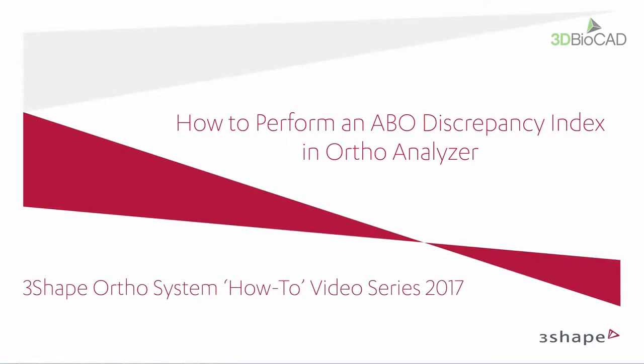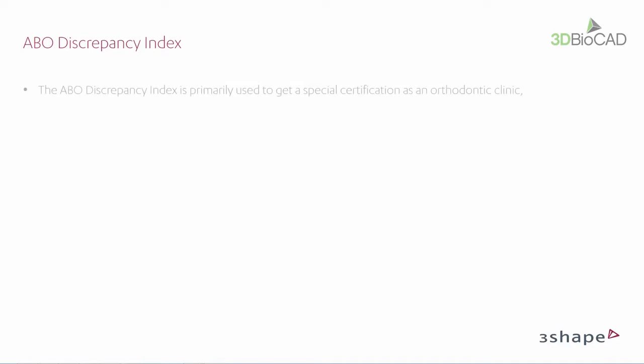In this video, you will learn how to use the semi-automatic ABO discrepancy index scoring system. You will also get a brief introduction to the ABO scoring and what it is used for. The ABO discrepancy index is primarily used to get a special certification as an orthodontic clinic. It needs to be renewed every 10 years.